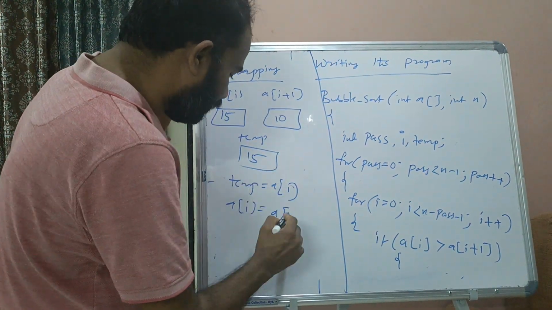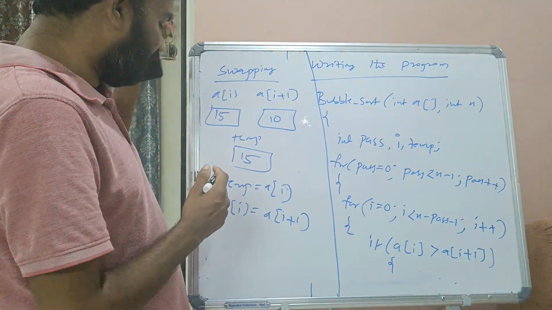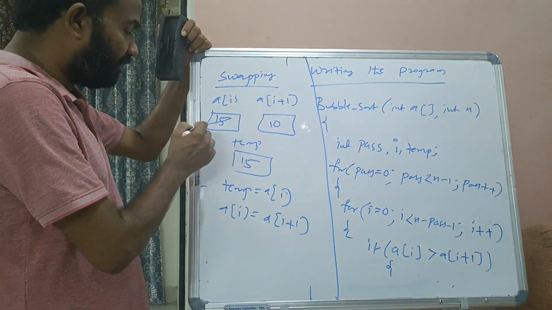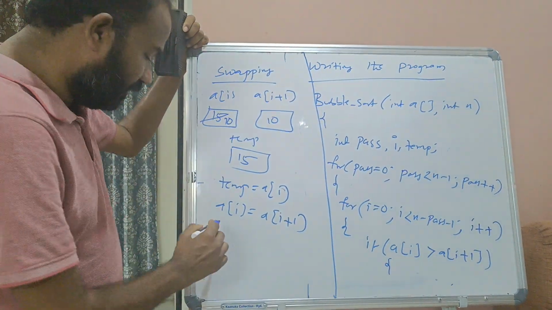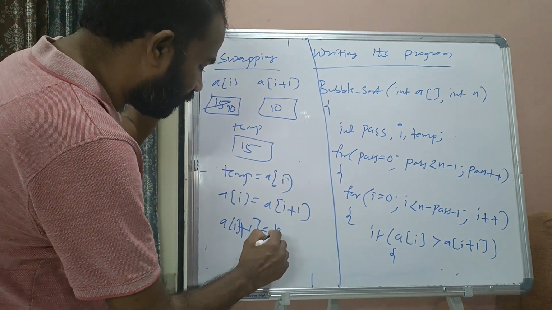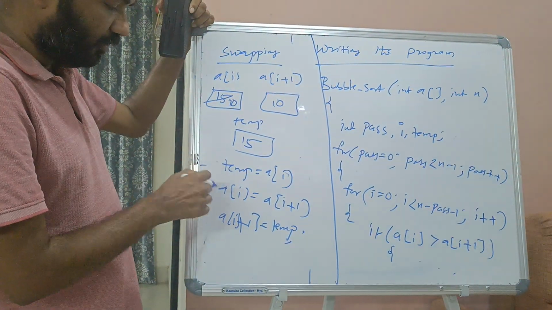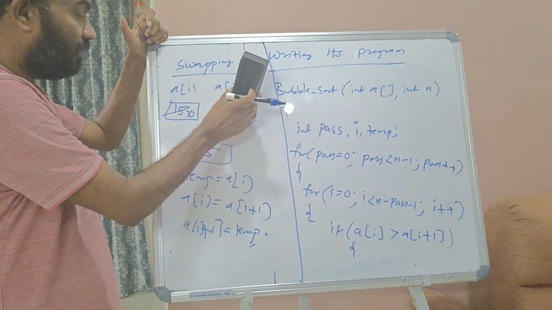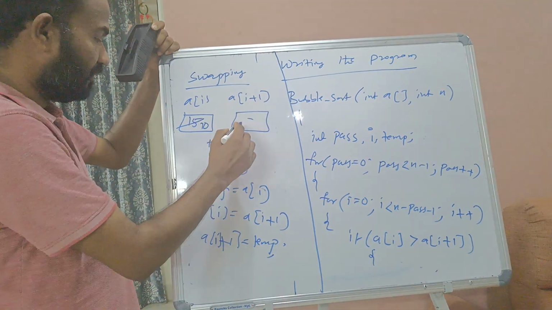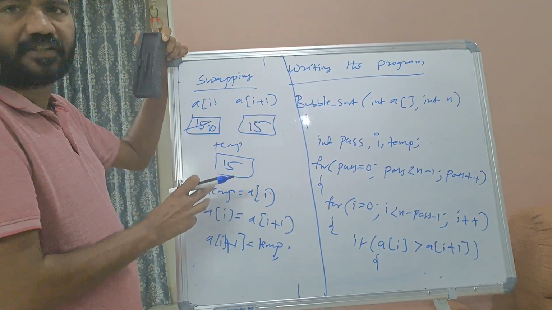Now I am going to change A of I is equal to A of I plus 1. So now what is the value of A of I? The A of I value is replaced with 10, right? Now A of I plus 1 is equal to temp. What happened? The value of temp has been placed into A of I plus 1, so that is 5. So now these two elements are swapped. This is the process of swapping.